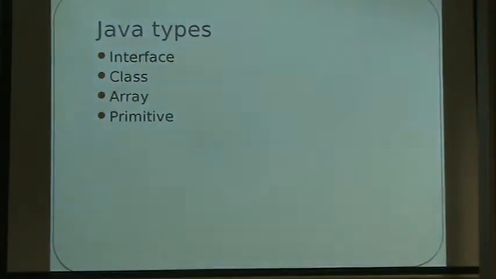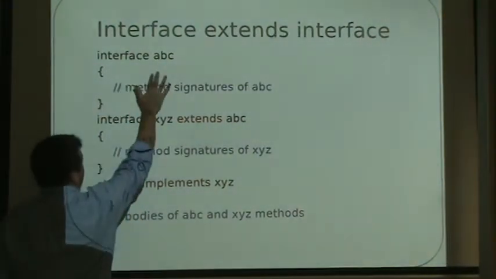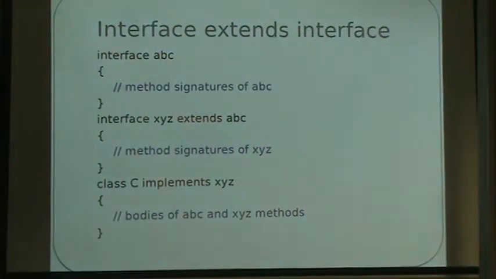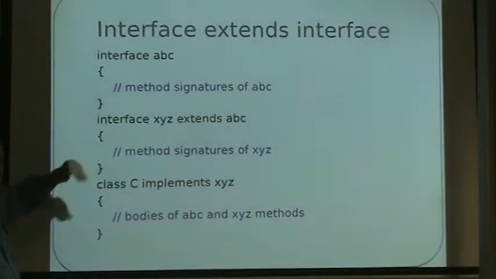Okay. So the types that we can use to refer to objects in Java are now interfaces, classes, arrays, and then primitive types. The syntax for declaring an interface is to say interface, the name of your interface, and then you list out signatures of methods that classes that implement this interface would be required to provide the body for.